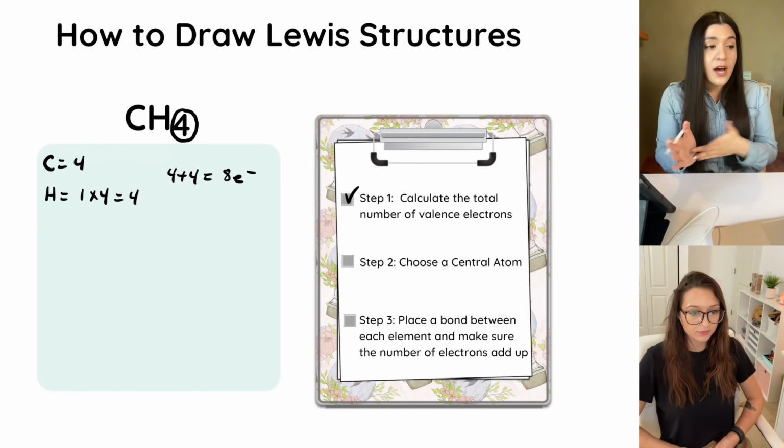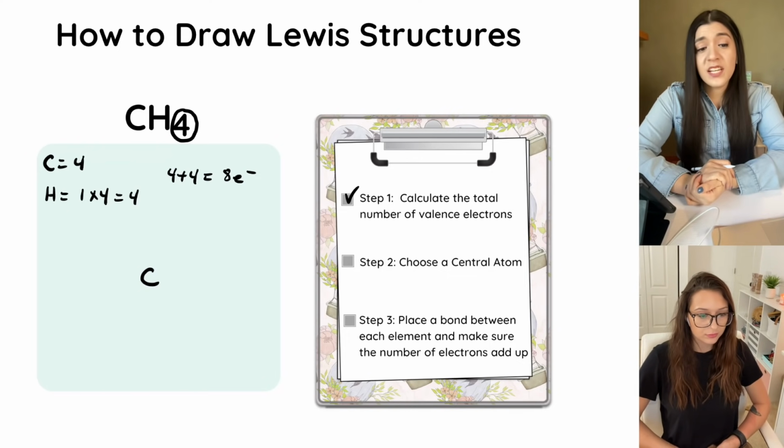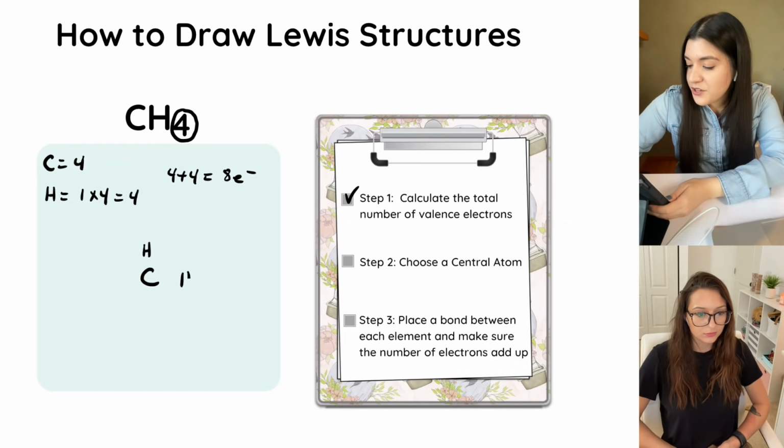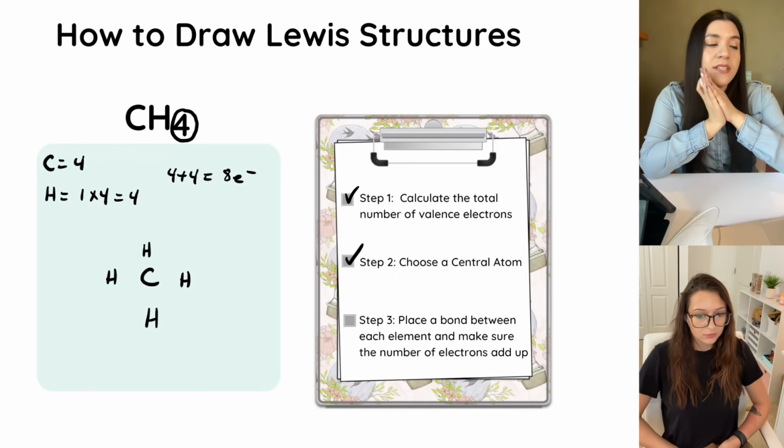So choosing our central atom, that's going to be carbon. Okay, I'll put that right in the middle. Next, it's going to be surrounded by 4 different hydrogens. So I'll put a hydrogen, hydrogen, and a hydrogen. So that's done. Step 3, I do this a little bit differently.